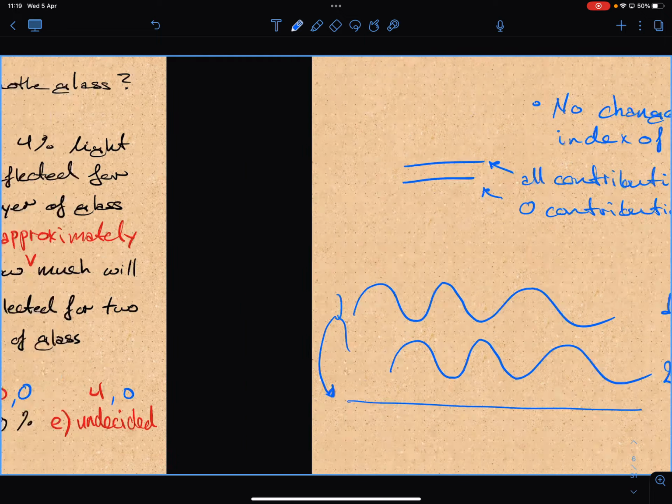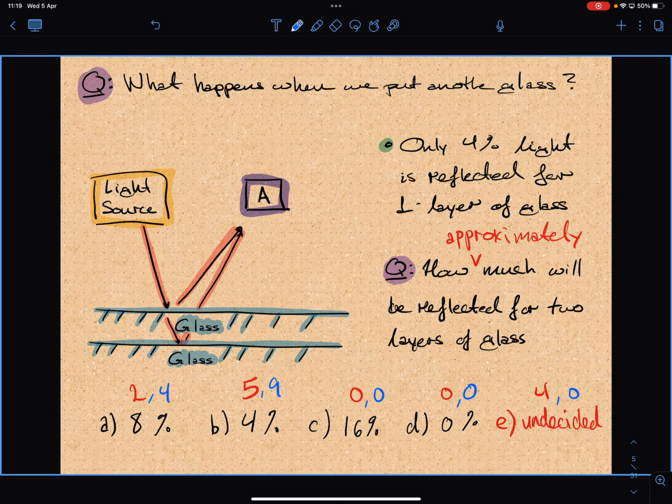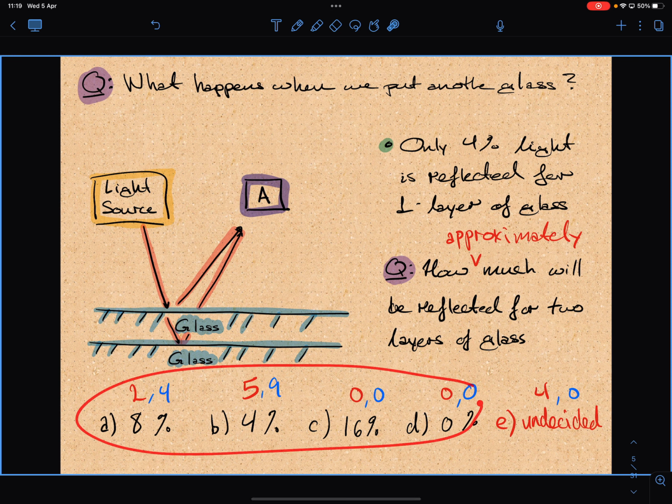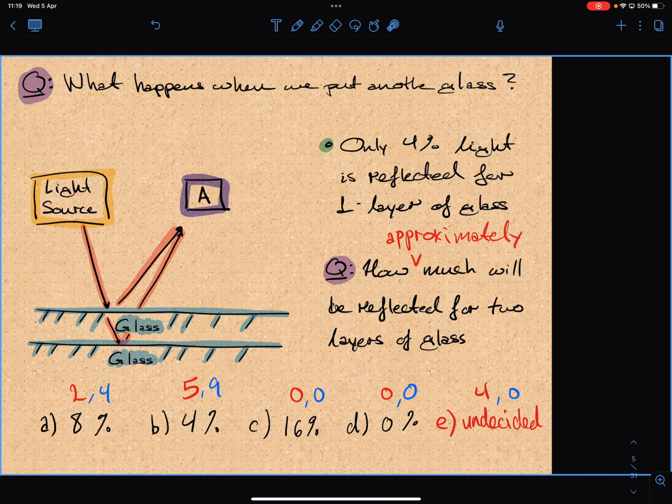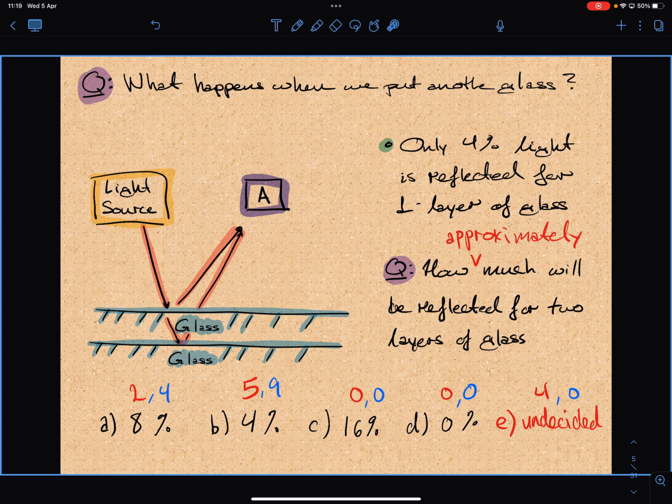So now, classically, if you use wave theory that way, you could see 4%, you could see 8% if you have constructive interference, if the phases are the same. If the phases are different, you can go anywhere from 0 to 8. But it turns out that depending on the thickness, you can have any of these, including 16%. So it depends on the thickness of the glass. And it's not explained classically by this picture.